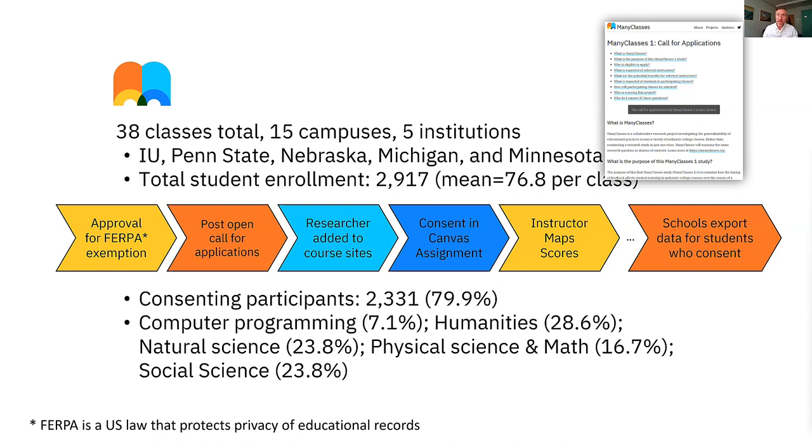We then asked them to add one of the researchers to their Canvas sites. Across all these different institutions, they all used Canvas. That was what we used to manage the study. We administered consent in a Canvas assignment. I can tell you more about that later if you want. They implemented the experiment, and eventually the instructor would map scores on actual assessments in the class to what the treatments were for those different learning objects. And then later we had schools export data for the students who did consent. About 80% of all students in the sample provided consent, so there was a willingness to play. And we had a really cool sample: computer programming, humanities, natural science, physical science, and social science. And the strangest class that participated was actually a speech class where there wasn't any written anything.